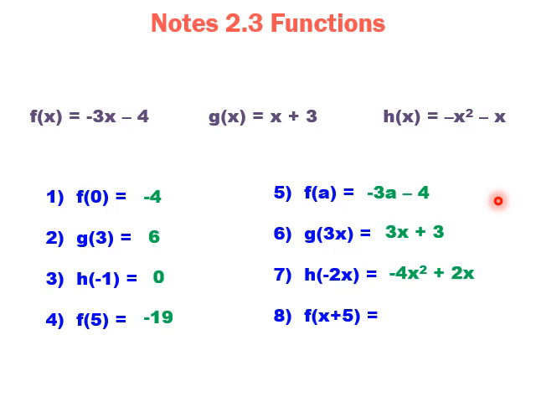And finally, what is f of x plus 5? So we're going to put in x plus 5 into this x here. We'll distribute that negative 3 to both things and simplify, and we end up with negative 3x minus 19.